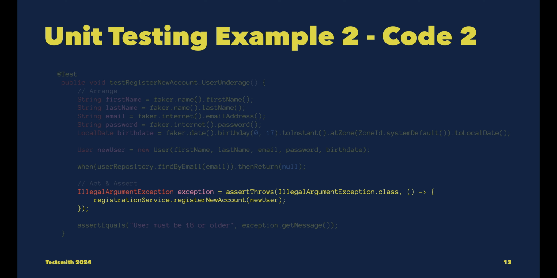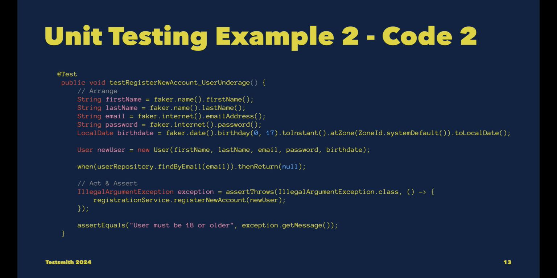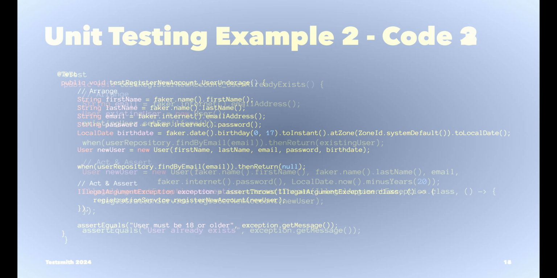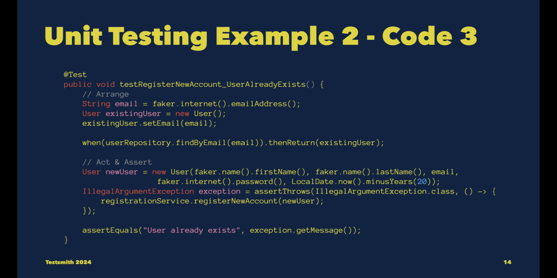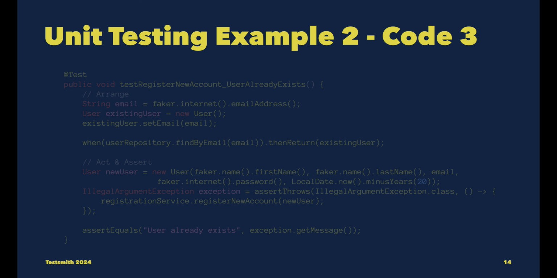This line checks the message of the thrown illegal argument exception to ensure it matches the expected error message. User must be 18 or older. This assertion verifies that the exception thrown by the register new account method provides the correct feedback for an underage user. The final case is for an existing email.